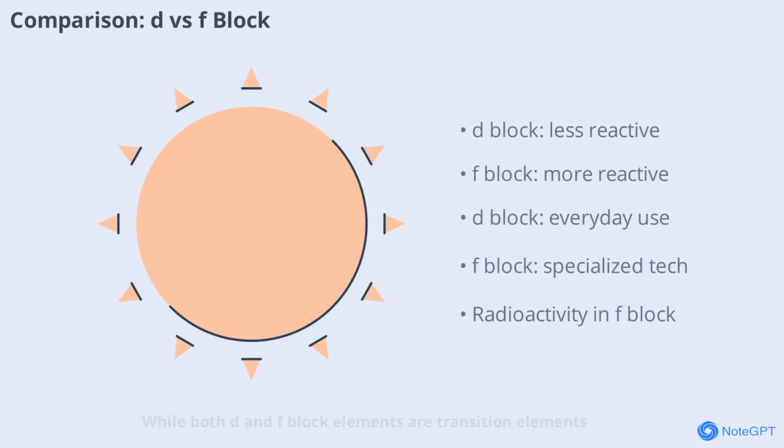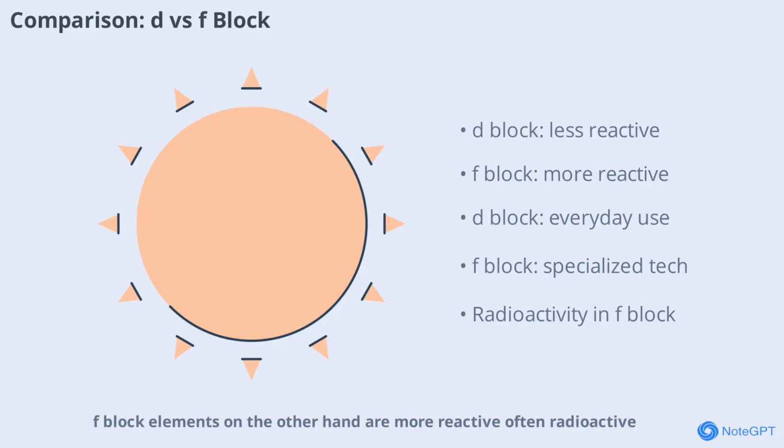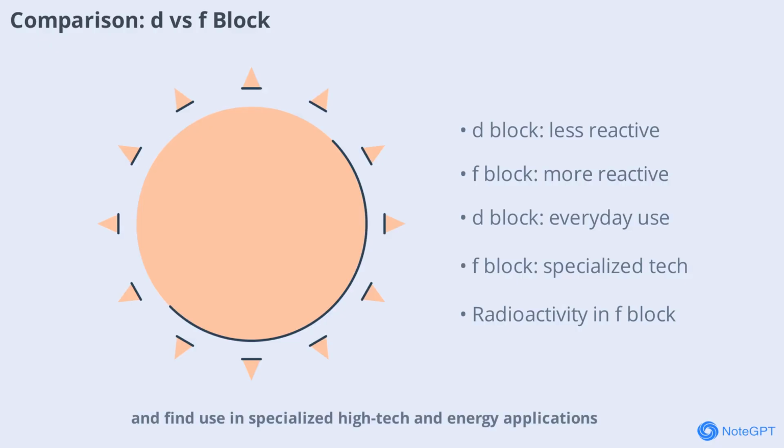While both D and F-block elements are transition elements, they have distinct differences. D-block elements are generally less reactive, have higher melting points, and are more commonly used in everyday materials. F-block elements, on the other hand, are more reactive, often radioactive, and find use in specialized high-tech and energy applications. Understanding these differences helps us appreciate the diversity of the periodic table.